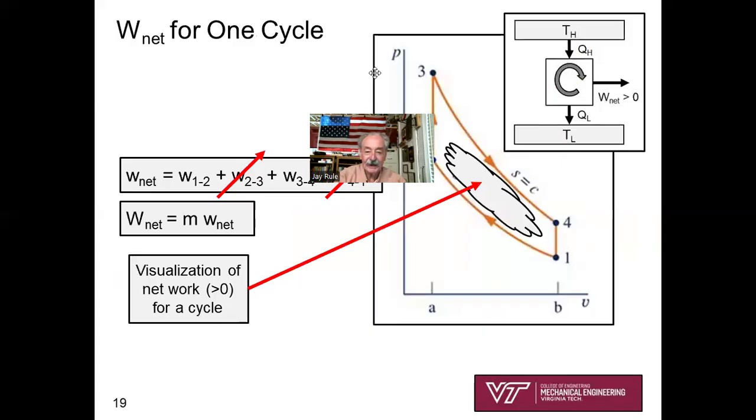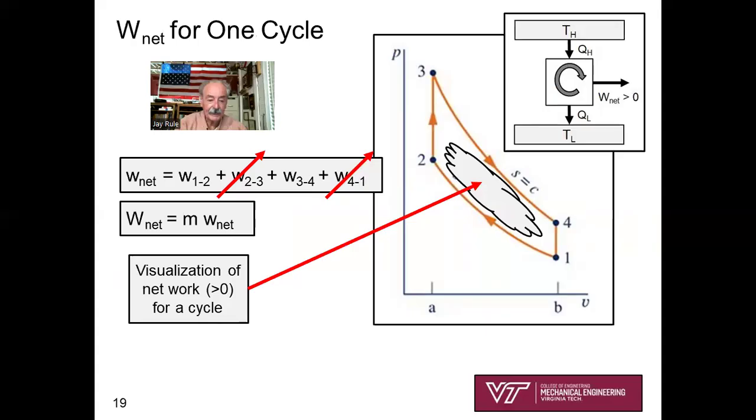We're just about there. We're just about to the promised land. The net work: it's the work from 1 to 2, we've already found it, it's a negative number. The work from 2 to 3 is 0. 3 to 4, we just found it, a positive number. 4 to 1, 0. Okay, and so the capital W net is the mass times little w net, right? So we've got the net work.